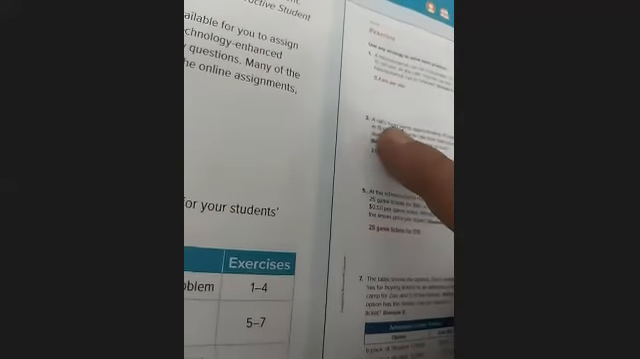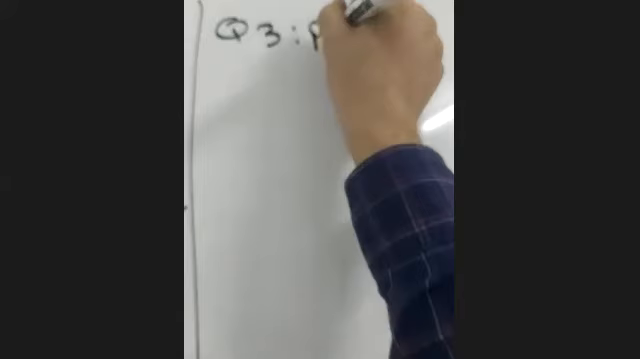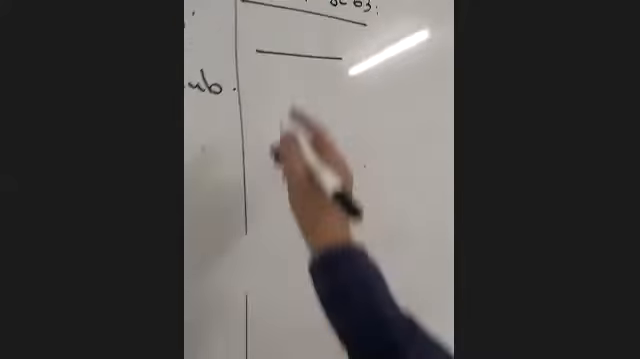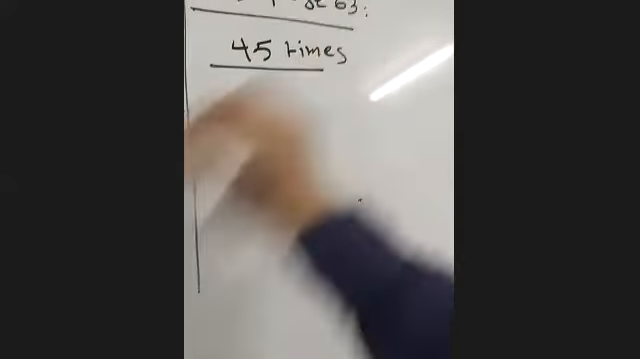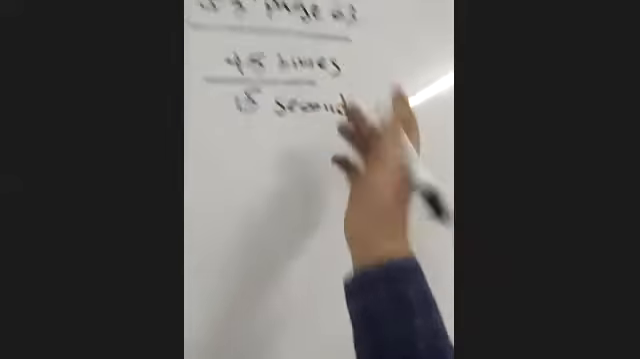Read. I will read, guys. We are on page 63, question 3. A cat's heart beats approximately 45 times in 15 seconds. Look here at what I will write. This is question 3, page 63. A cat's heart beats how many times? 45 times. Look at the board what I'm writing: 45 times in how many seconds? In 15 seconds. Is this difficult? Look at the board, is this difficult?